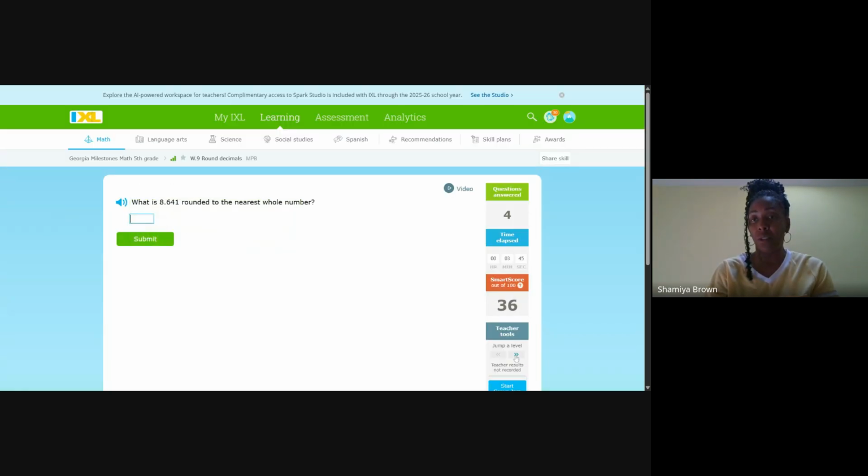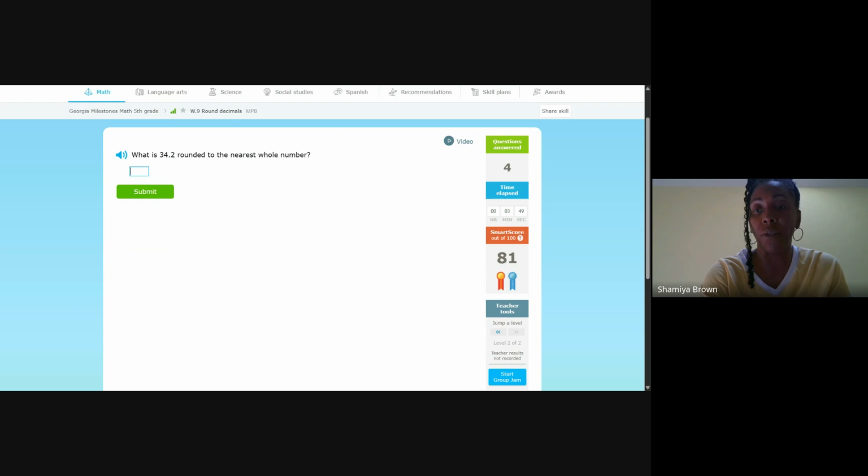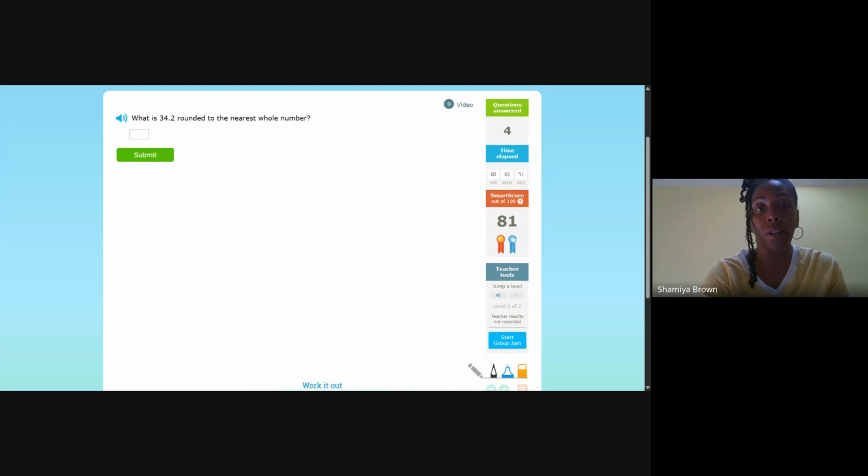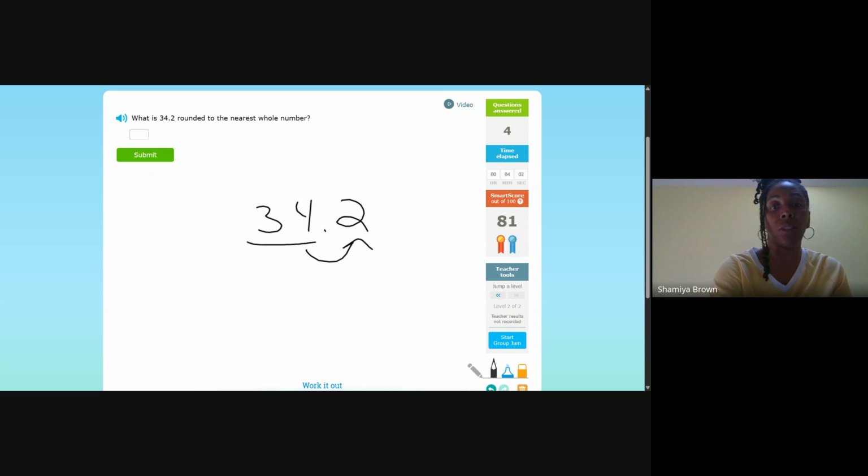And I'm going to go to another level. So I have 34 and 2 tenths. And they want me to round it to the nearest whole. So this is my whole number. My 2 is what I'm going to look to. So it's going to tell the 34 to stay 34.